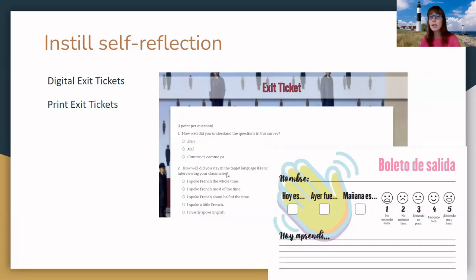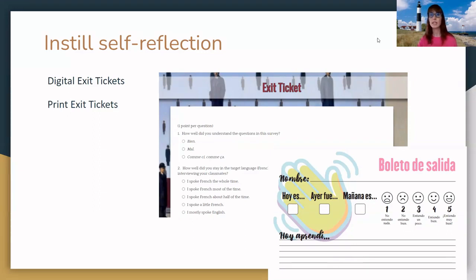We also have printable exit tickets. So you can see an example of that one here, where students can use these nice little smiley faces to indicate how well they understood, and they can give some sort of a summary as to what they learned. And it's just a great way to wrap things up, put a bow on your lesson for the day, and really get students taking ownership of their learning as well.